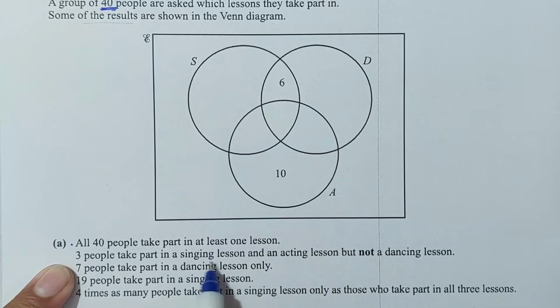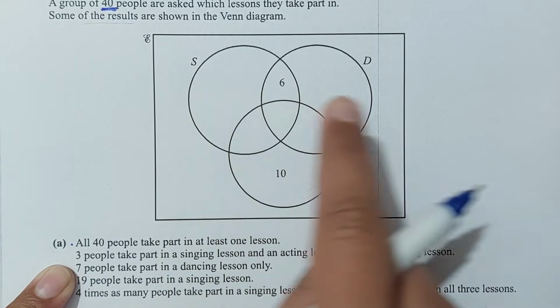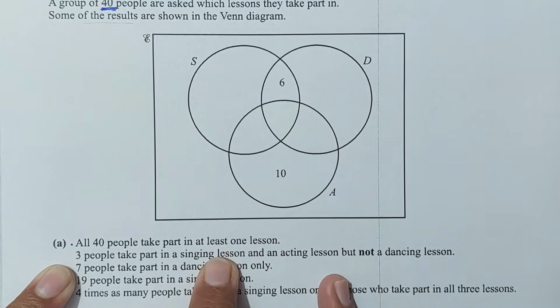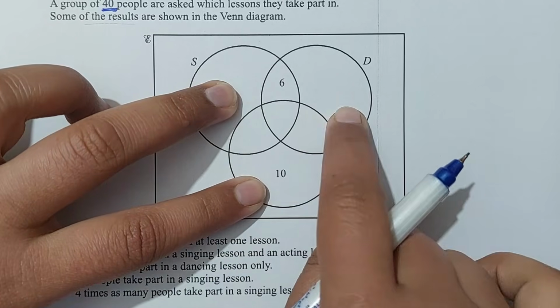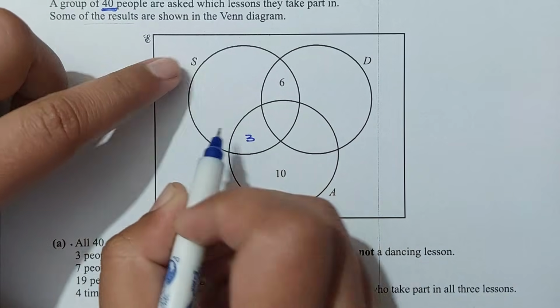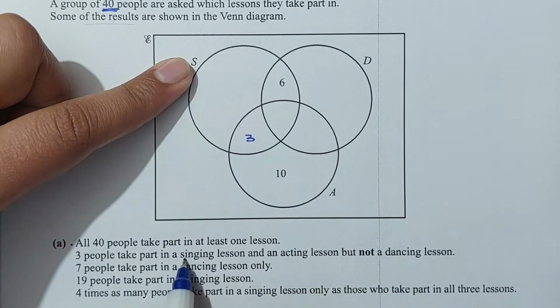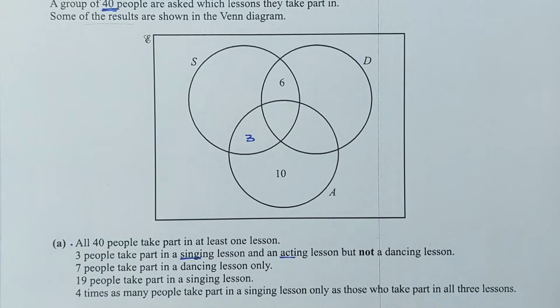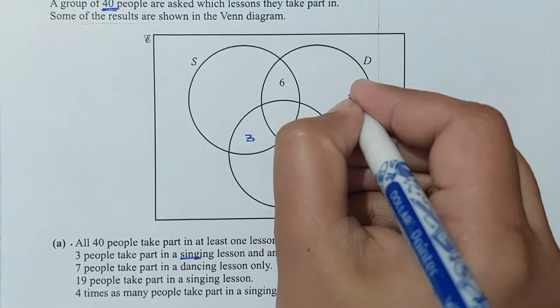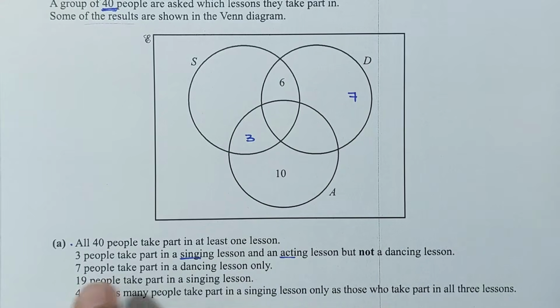3 people take part in a singing lesson and an acting lesson, but not a dancing lesson. So 3 is over here, singing and acting, because 3 people take part in singing and acting, but not in the dancing one. Okay, 7 people take part in the dancing lesson only. Only the dancing one are the 7, right?